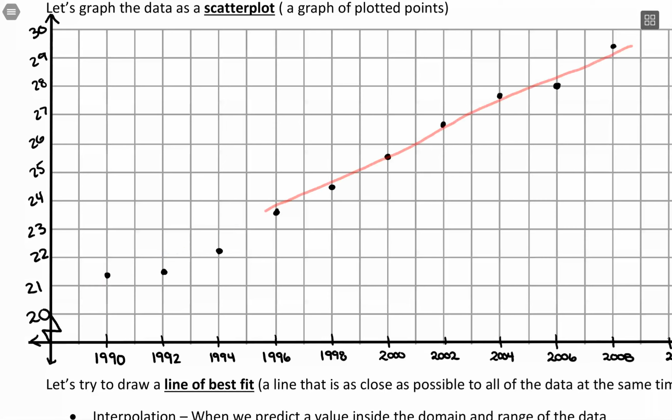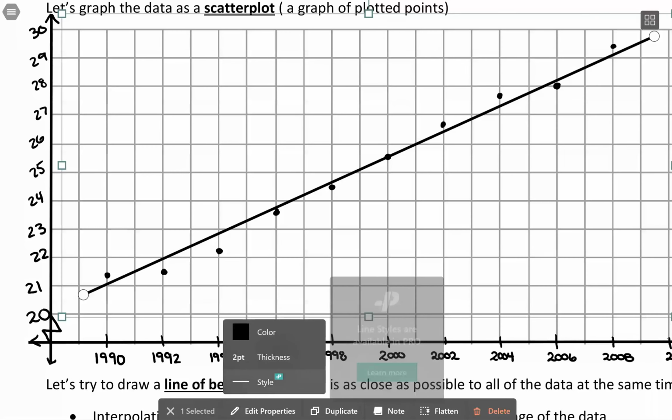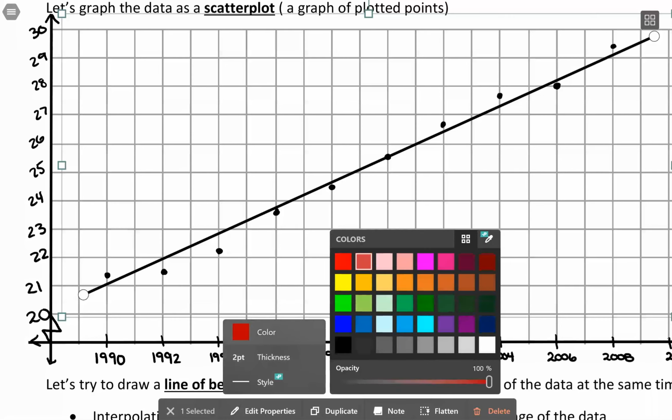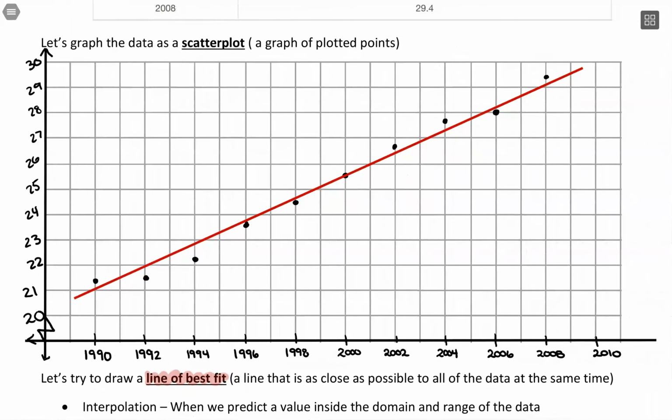And actually what I just drew there, I liked. You would want to use a ruler or some sort of straight edge to get accuracy. I have a line function on my tablet, and that looks pretty good to me about being close to all of the points. This isn't going to be exact, but eyeballing it, we're just trying to get as close as possible to everything at the same time. So what I just drew there is this line of best fit, where we're trying to get as close as possible to all of the data at the same time.